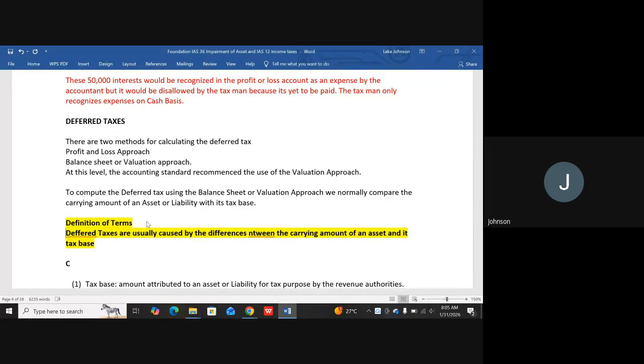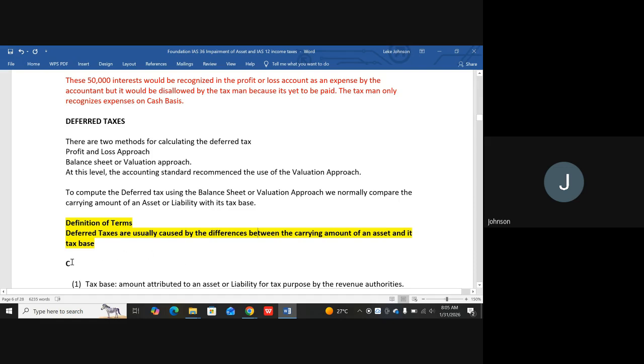Yeah, so definition of terms. So now, deferred taxes are deferred, with one F and double R. It's fine. So deferred taxes are usually caused by the differences between the carrying amount of an asset and the tax base of that asset. Fine. So that is what is happening.